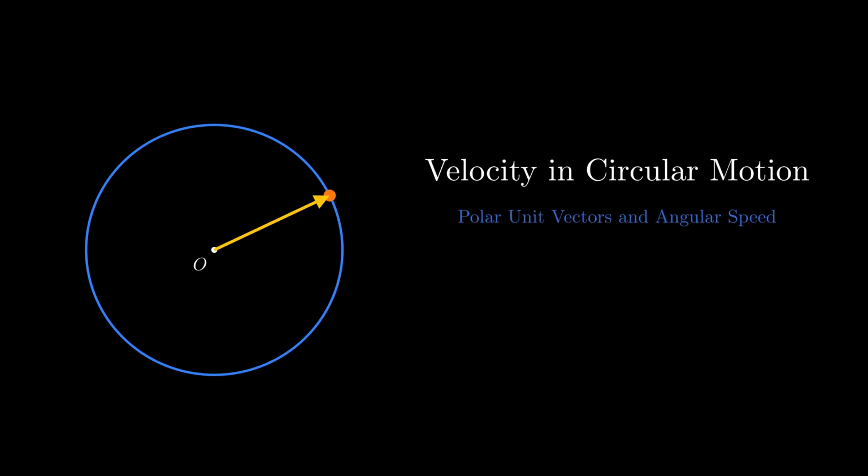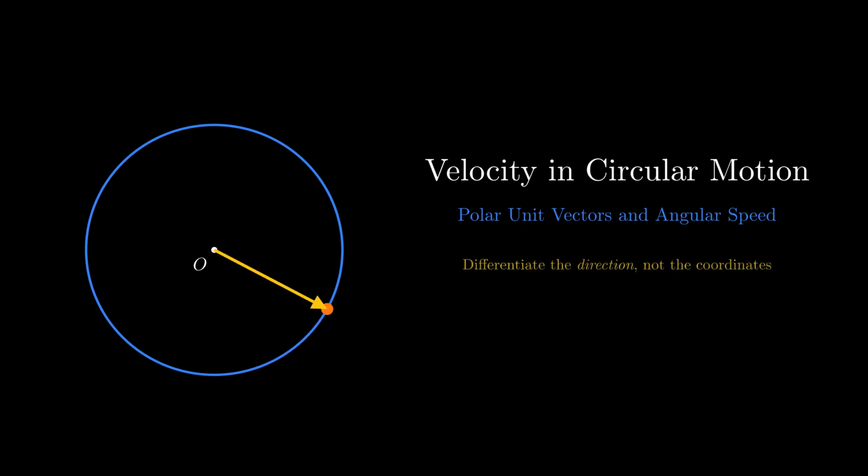Here is the key idea of circular motion in polar coordinates. The speed isn't hiding in a stretching vector, it's hiding in a spinning one. To find the velocity, we won't differentiate coordinates, we'll differentiate the direction itself.